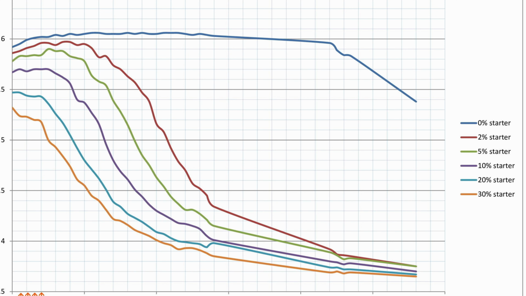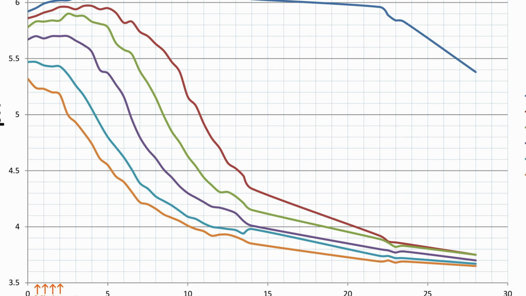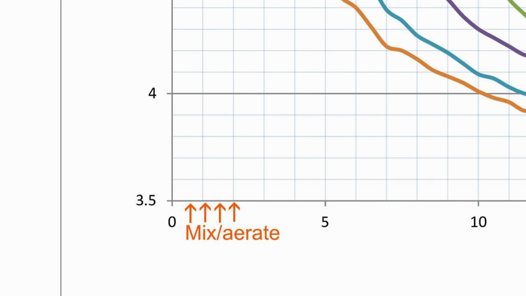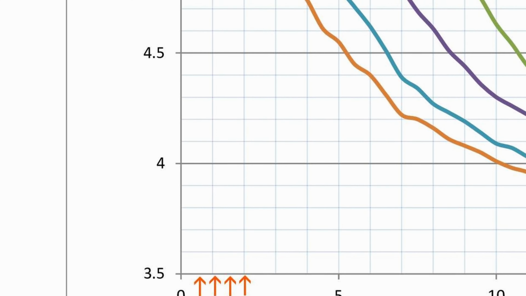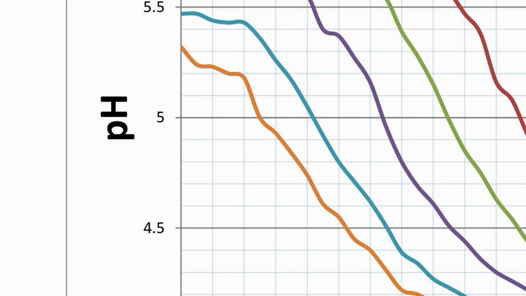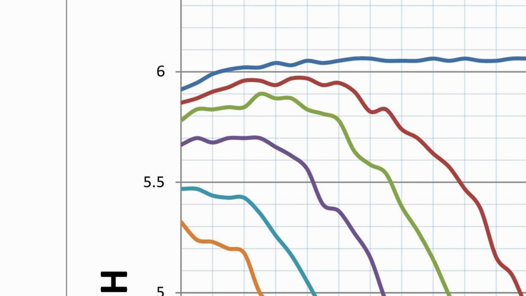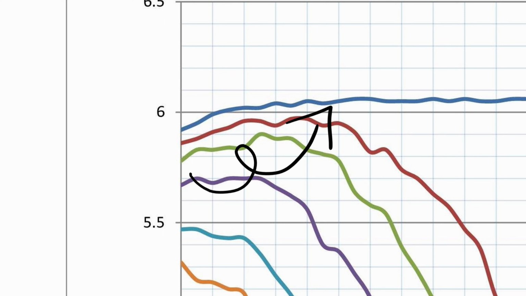The other super interesting thing that came out of this is in the first few hours, I actually mixed this like I would in a normal dough. I didn't just do this once and then leave it and measure it every 30 minutes. I actually mixed it for the first few hours just like you would normal bread. And one of the things you notice is that the pH is actually going up. It's actually getting less acidic. Well, how can that be?